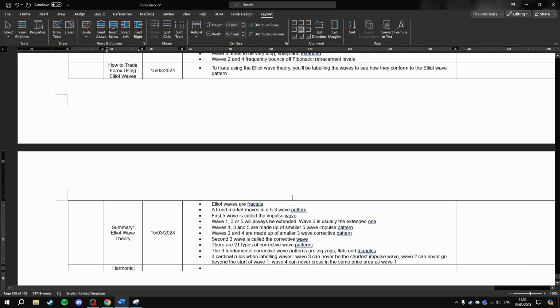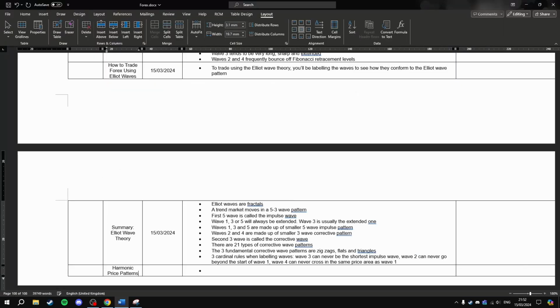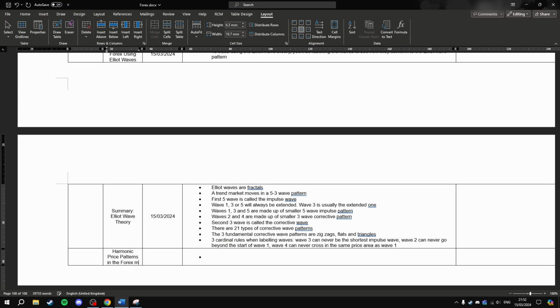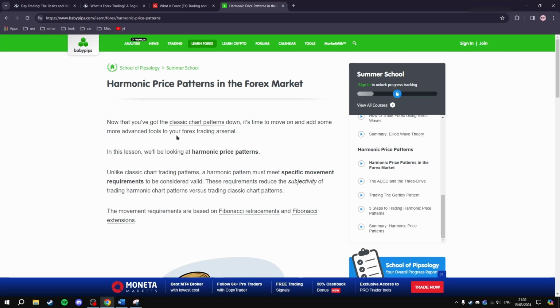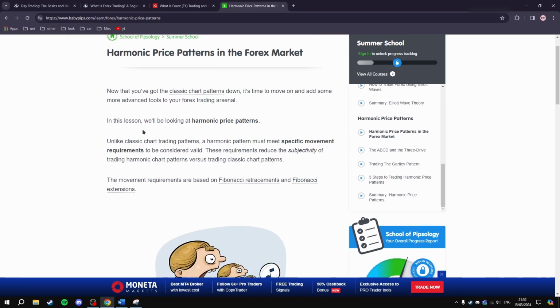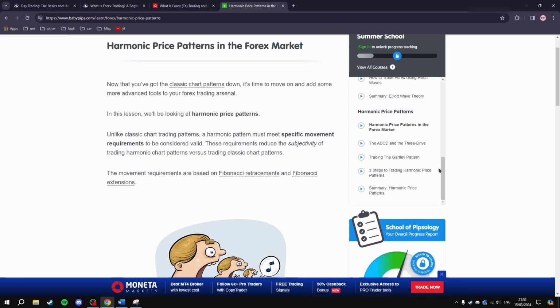Harmonic price patterns in the Forex market. Now that you've got the classic chart patterns down, it's time to move on and add some more advanced tools to your Forex trading arsenal. In this lesson, we'll be looking at harmonic price patterns. Unlike classic chart trading patterns, a harmonic pattern must meet specific movement requirements to be considered valid.